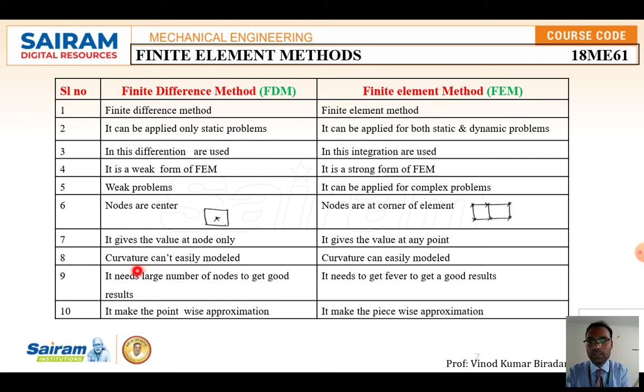Okay, it needs a large number of nodes to get a good result. Since the nodes are present in the middle, we are not going to get the accurate result, but here we are going to get a good result as compared to the other method. It makes the pointwise approximation, and it makes the piecewise approximation. So these are the differences between the finite difference method and finite element method.